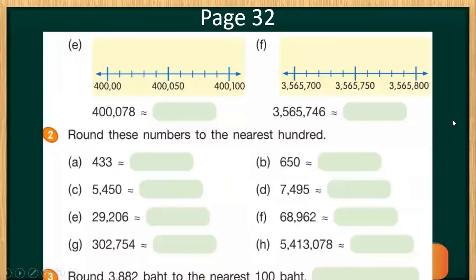And let's move on to the next one, letters E and F. Letter E, 400,078. Round off to the nearest 100. The answer is 400,100. Okay, letter F, 3,565,746, round off to the nearest hundred. The correct answer is 3,565,700.